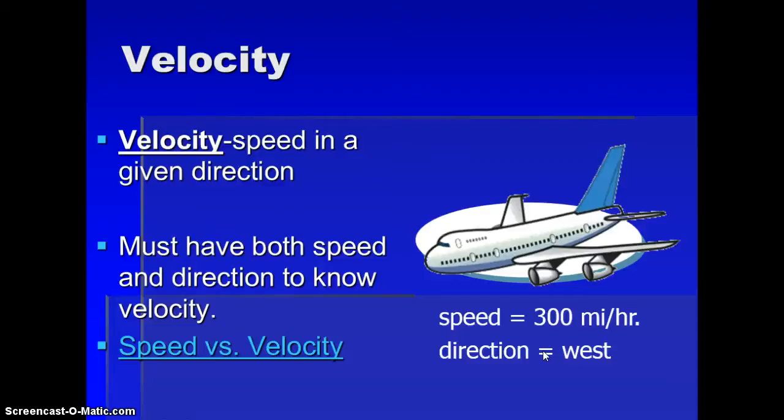All right, so take a look at our airplane there. Its speed is 300 miles per hour. But if I want to turn that into velocity, I simply say we're going 300 miles per hour west. This makes it velocity when I add a direction to it.